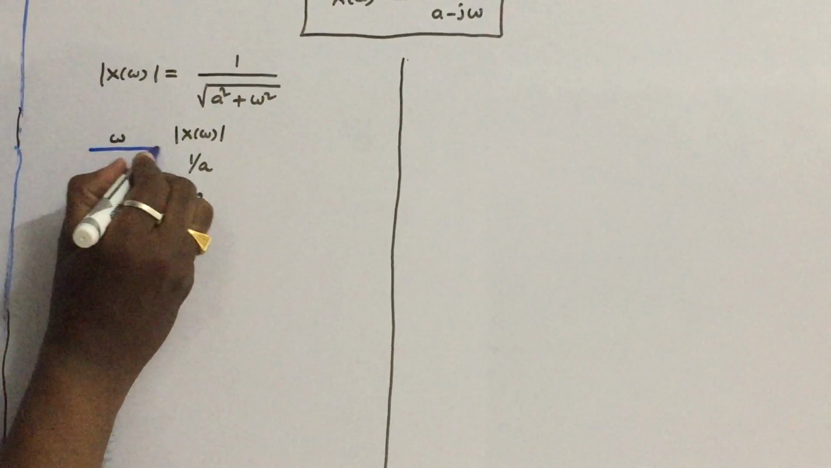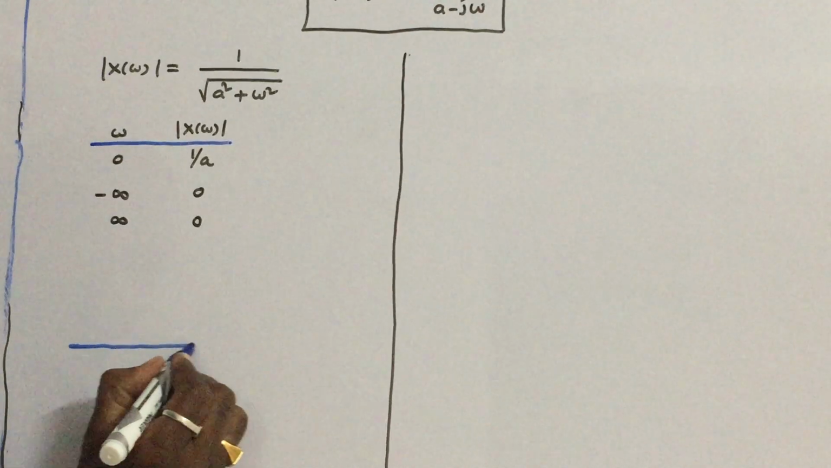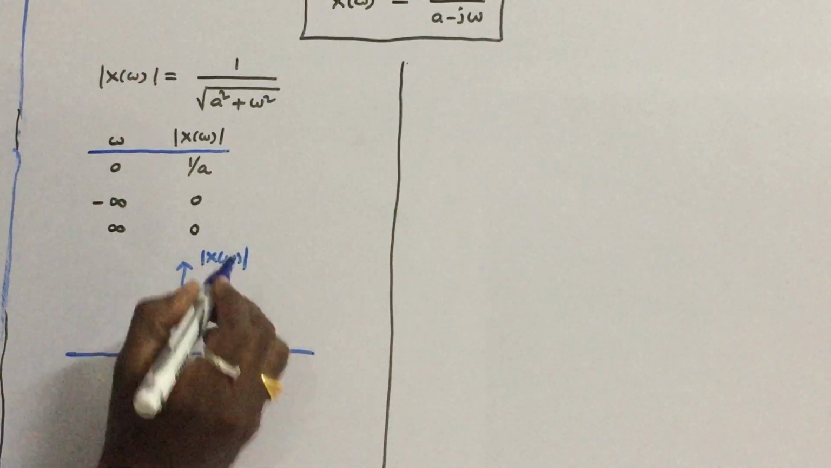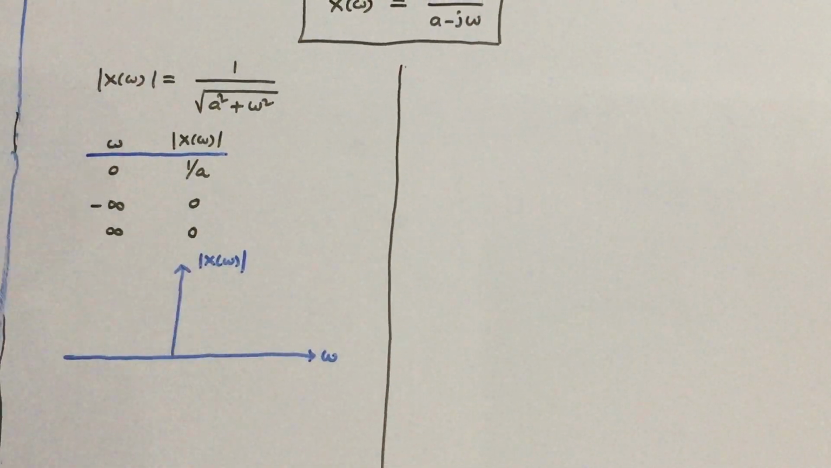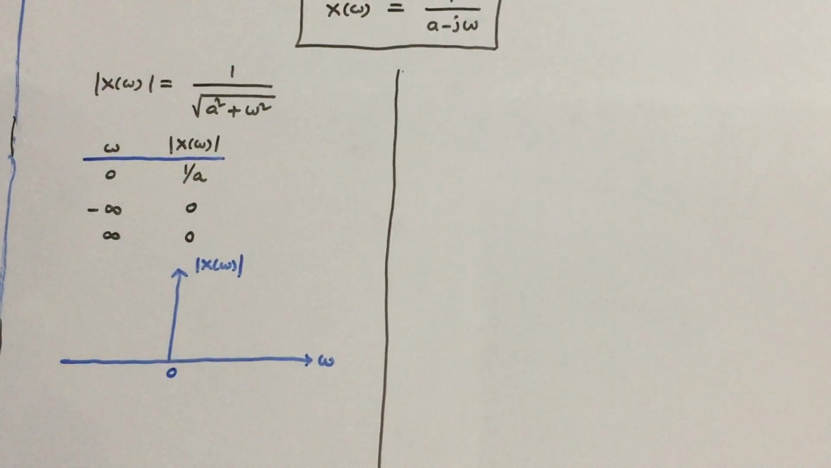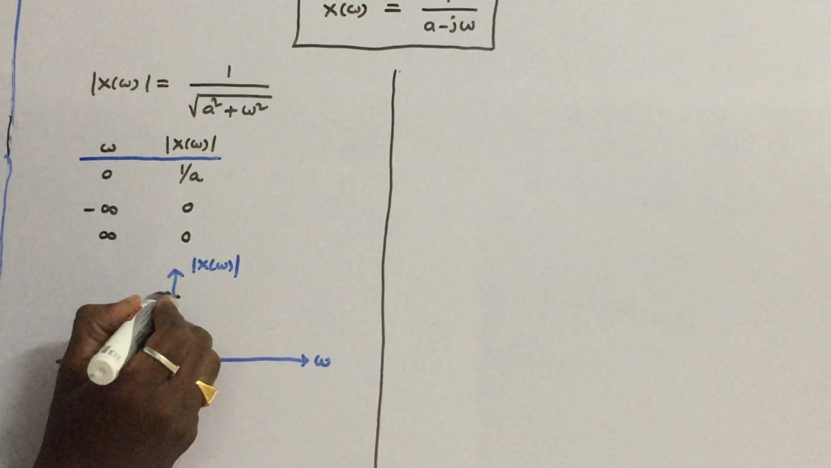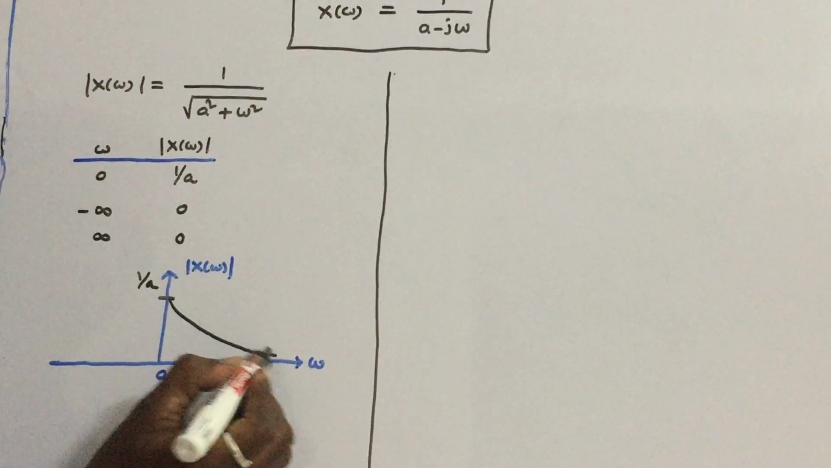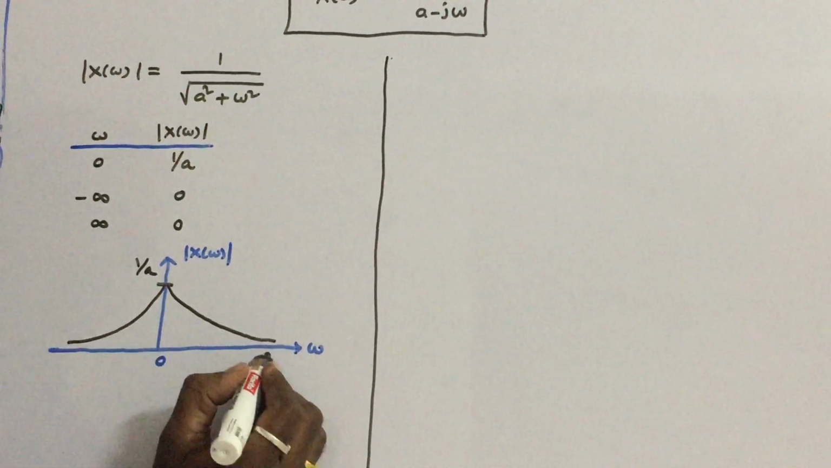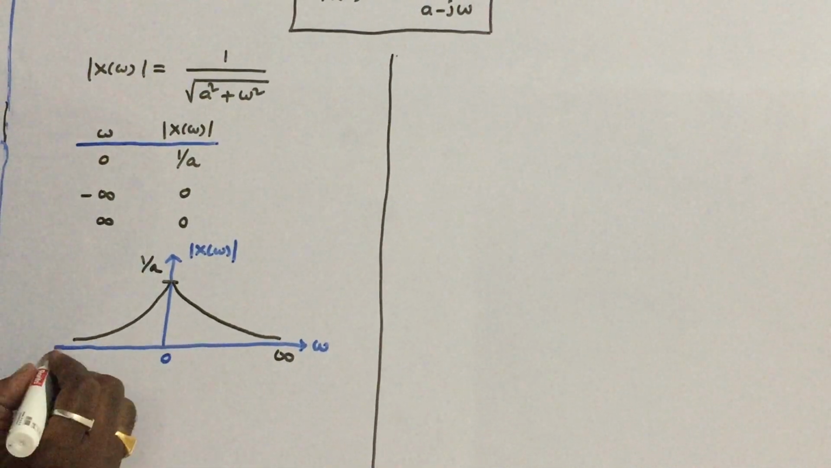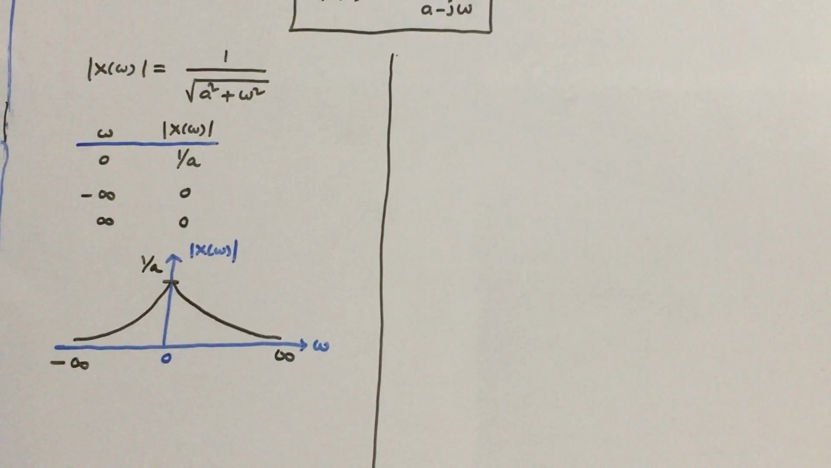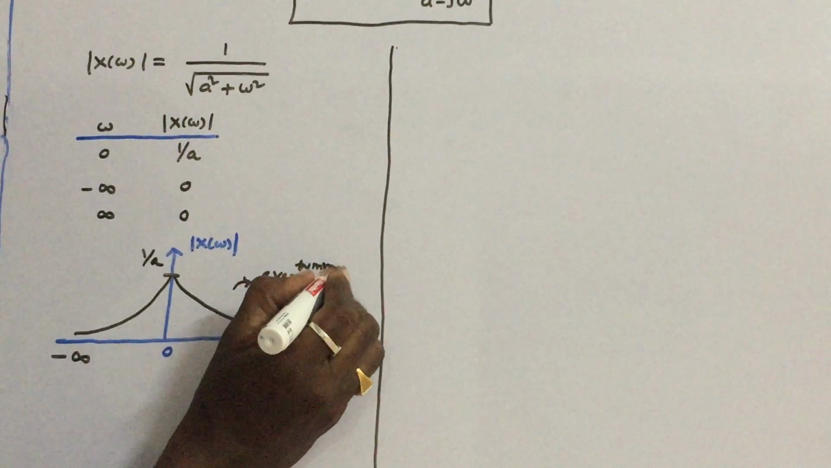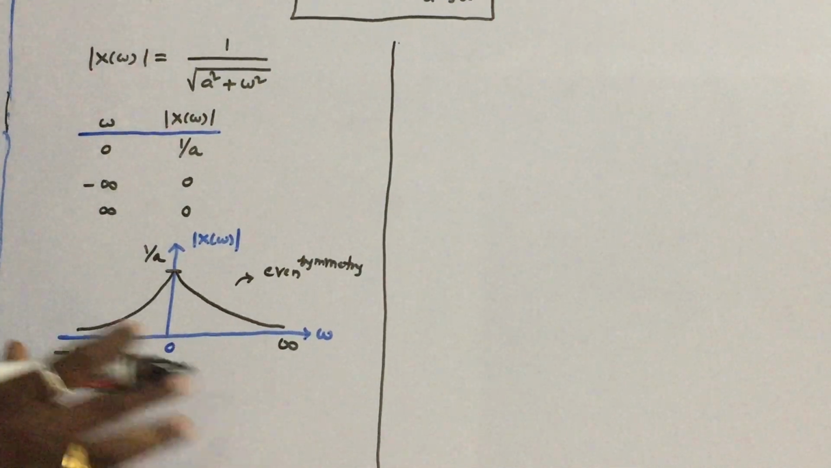Now, just to plot this spectrum. What is this axis? Magnitude of Fourier transform x of omega, versus omega, the continuous spectrum. At 0, what is the amplitude? 1 by a. The spectrum amplitude decreases on both sides. When it reaches plus infinity, the amplitude will become 0. At minus infinity also, the amplitude will become 0. This spectrum has even symmetry, as I explained in the previous problem. So always the magnitude spectrum has even symmetry.